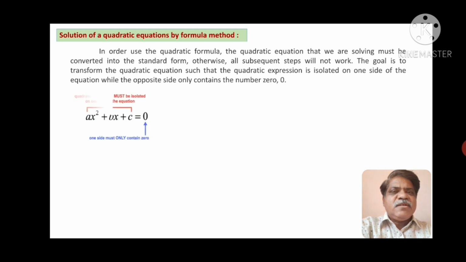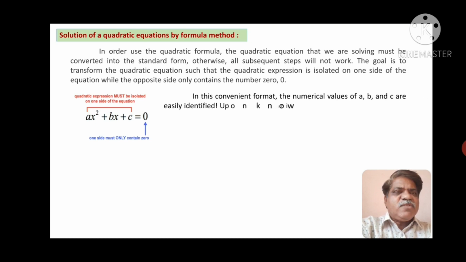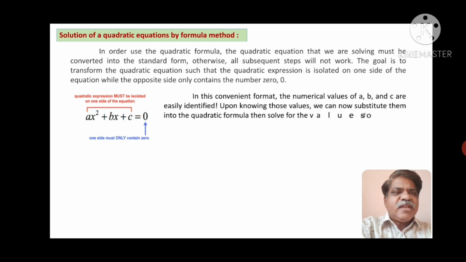The format looks like this: ax square plus bx plus c is equal to 0. In this, on the right hand side you find only 0, and on the left hand side there is a quadratic expression, that is ax square plus bx plus c. In this convenient format, the numerical values of a, b and c are easily identified. Upon knowing these values, we can substitute them into the quadratic formula, then solve for the values of x.